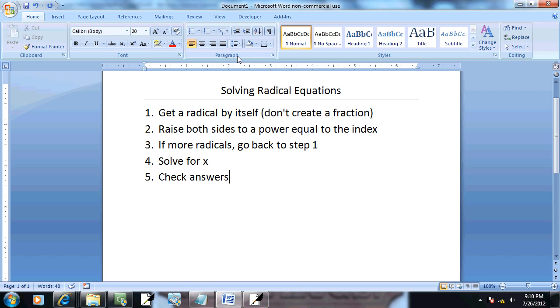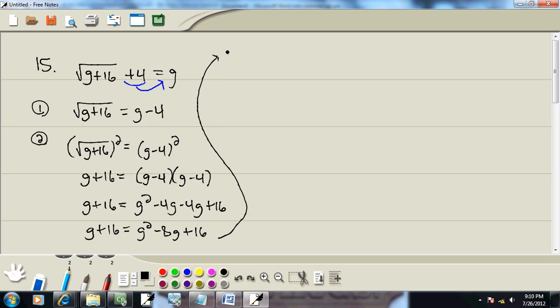Now step 3. If more radicals, go back to step number 1. We don't have any more radicals. Step 4, solve for, well, it says solve for x, but solve for g. Now this is a quadratic. We have a g squared, so we want to get everything over on one side and 0 on the other. Specifically, I want the number in front of your g squared to be positive. So I'm going to take the g plus 16 to the right side. So the g squared minus 8g, and the g becomes a negative g, plus 16 minus 16. Again, when you take anything across equals, the sign changes.